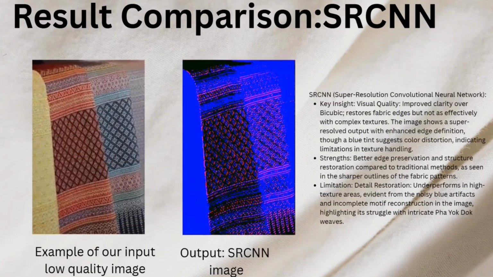The next one we tested was SRCNN. In SRCNN, we can clearly see that it is clearer than bicubic, because only the edges show super resolution, but the output has a clear blue tint, so it shows color distortion. This indicates that this model has limitations in texture handling. In the technical sense, it underperforms in high texture areas. It is evident that the blue artifacts are an incomplete reconstruction of the image.